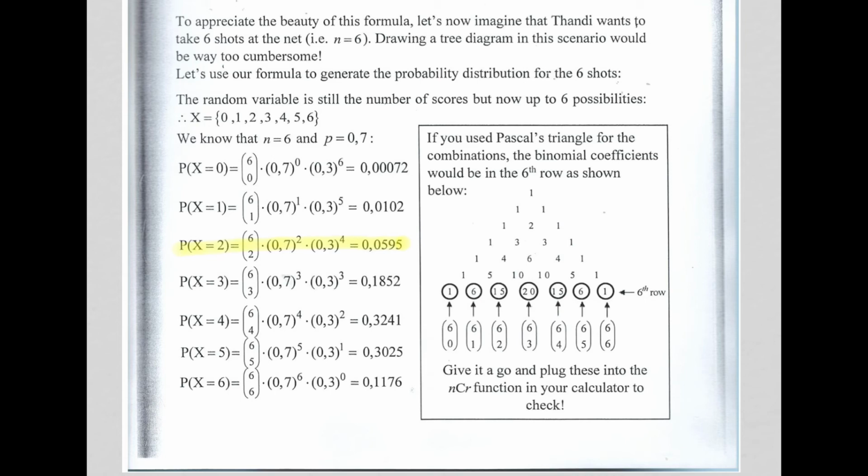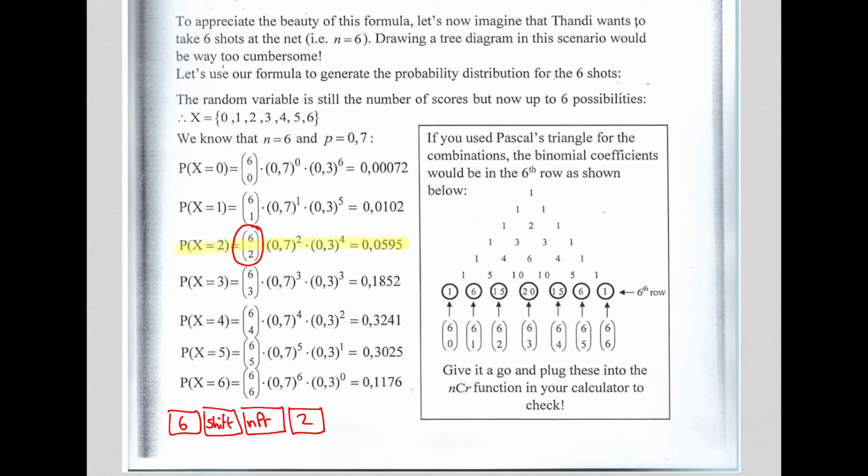All right. Just a reminder, how you type that into your calculator: you're going to press your 6 button, then you're going to press shift, then you're going to press the nCr, and then you're going to press the 2. All right, and that'll give you the 6 choose 2. And then 0,7 squared times 0,3 to the 4 gives you the 0,0595.